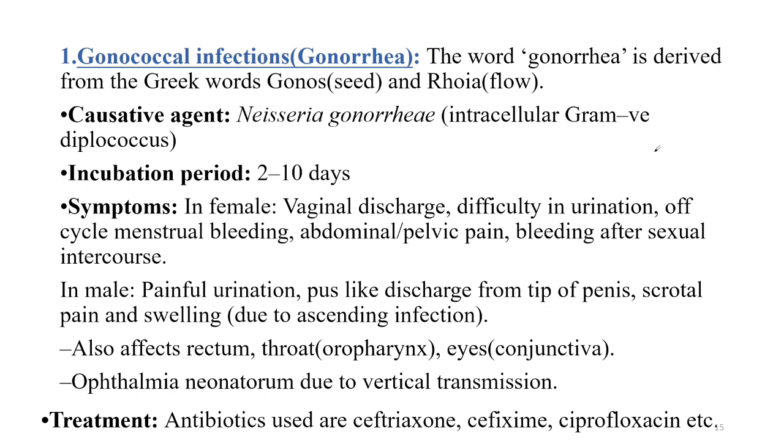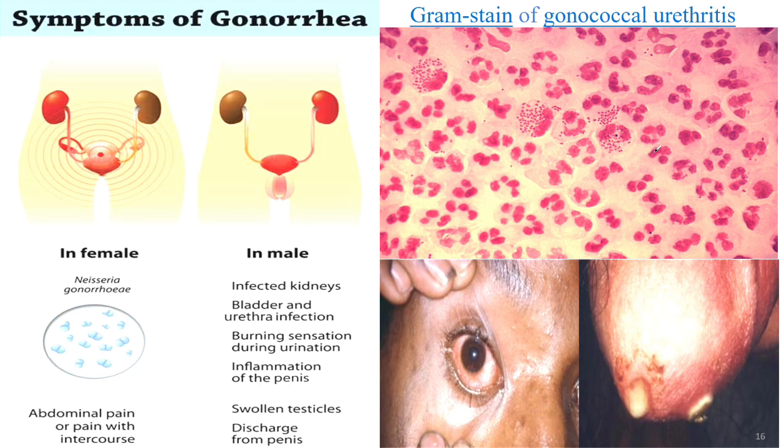What are the treatment options available? Usually antibiotics are used, like ceftriaxone, cefixime, ciprofloxacin, etc. Now come to this slide. On the left hand side, symptoms of gonorrhea have been depicted in case of male and female, and on the right hand side, gram stain of gonococcal urethritis has been shown.